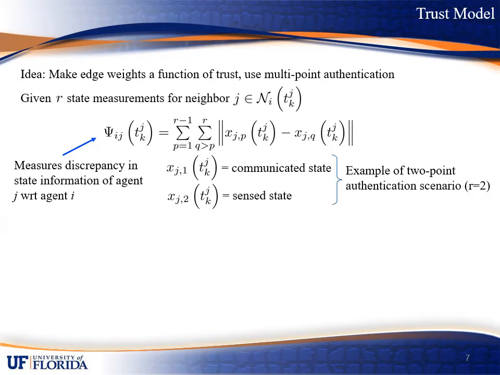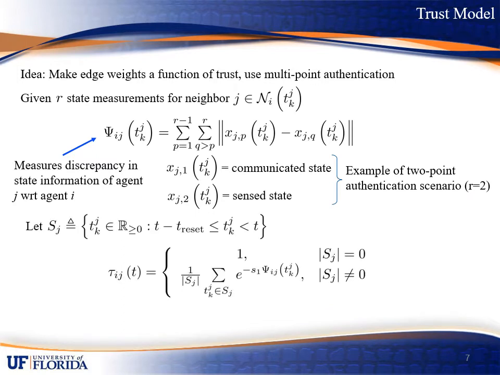Here's an example of a two-point authentication scenario where the first sampled state is the communicated state and the second sampled state is the sent state. Hence, the discrepancy between these two states can be computed through the use of psi ij. We then define the set Sj, which collects all broadcast times of agent j that are between the current time and the current time minus a reset time, which is a user-defined parameter.